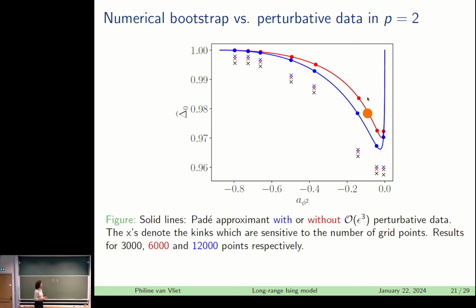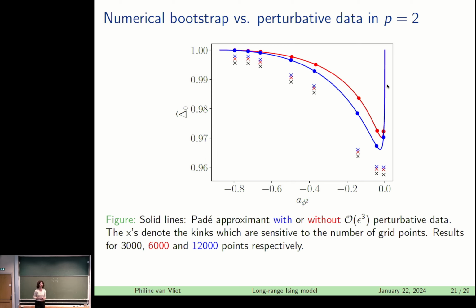And each of these dots here would then have the same value for delta phi as one of these x's coming from the numerics. To get those curves, do you use the particular data from both sides? Exactly. Yeah, it's a two-sided approximant that we have used here.